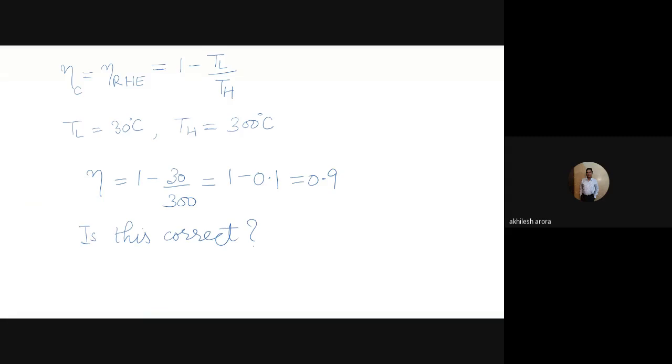Now let us see this particular case. What I have shown here is, once again, the formula. The low temperature is 30 degrees Celsius, the high temperature is 300 degrees Celsius, and I have calculated the value of the efficiency of the reversible heat engine. So it is equal to 1 minus 30 divided by 300, and the value comes out to be 0.9, which is 90%. Now my question is, is this value correct?